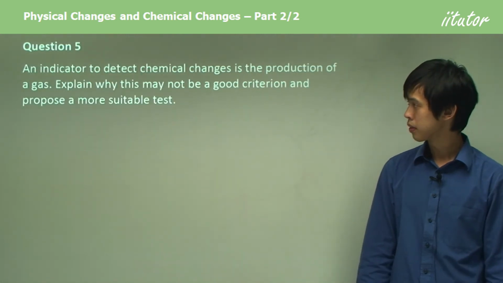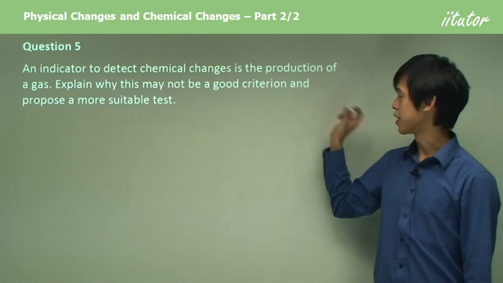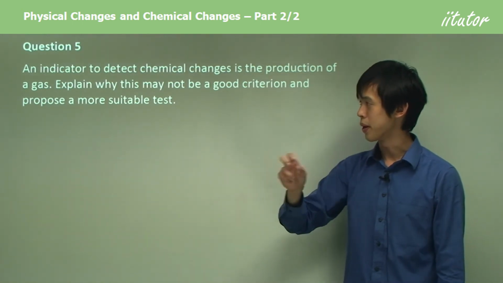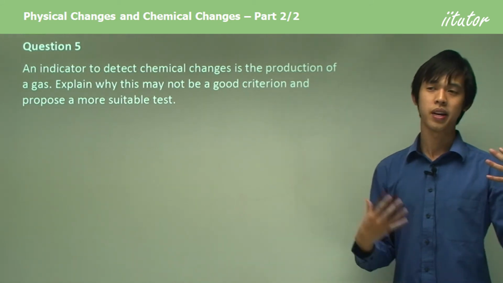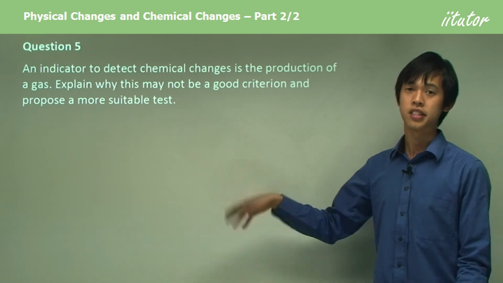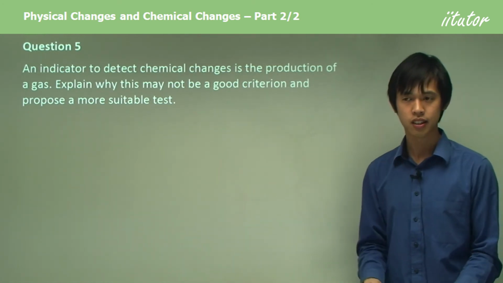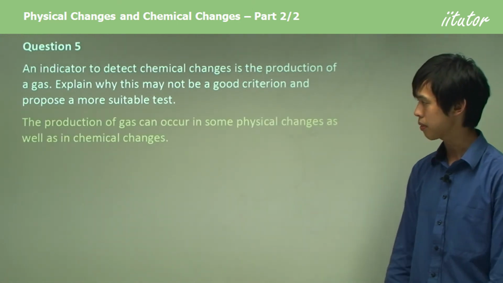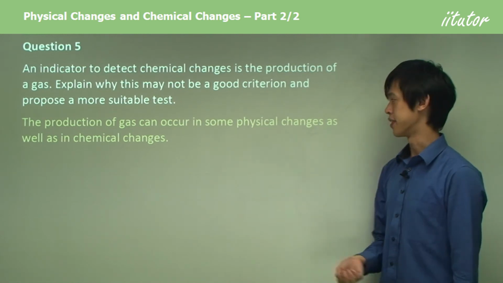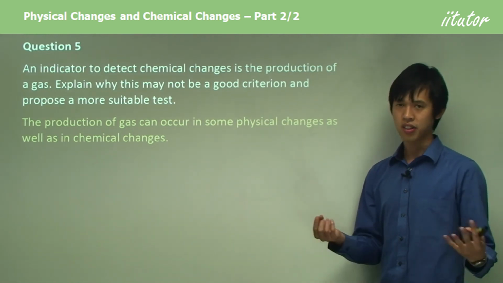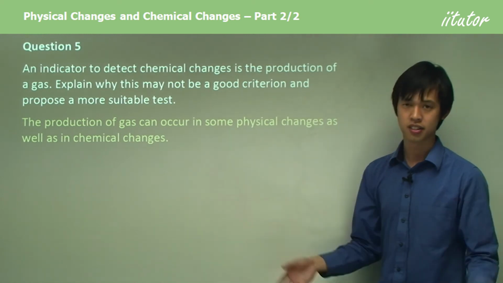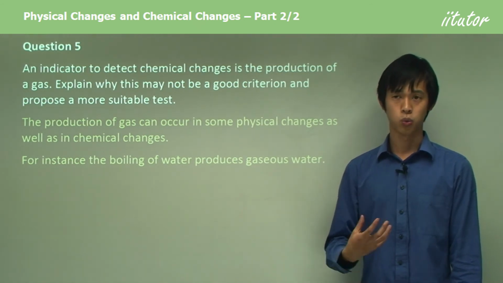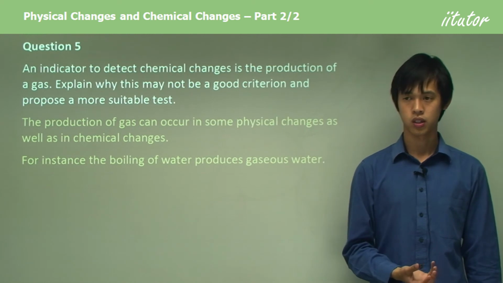Okay? So an indicator to detect chemical changes is the production of a gas. Explain why this may not be a good criterion and propose a more suitable test. Okay, so now we're going to talk about this gas thing that I've been going on and on about in this whole lesson. So why is it not a good criterion to use when we're trying to figure out if it's a chemical or physical change? The production of a gas can occur in some physical changes as well as in chemical changes. Now you're thinking, oh, well, give me an example because I don't understand what you're talking about. So if I boil water, I'm actually producing a gas, aren't I? I'm turning liquid water into gaseous water, okay?